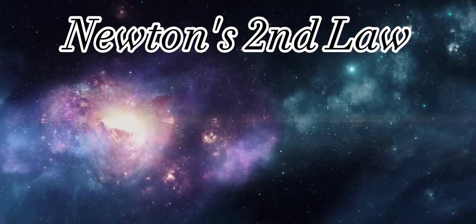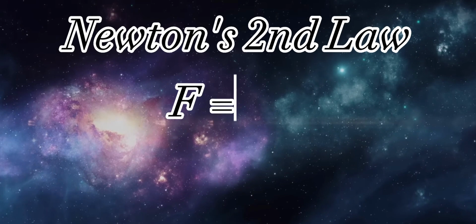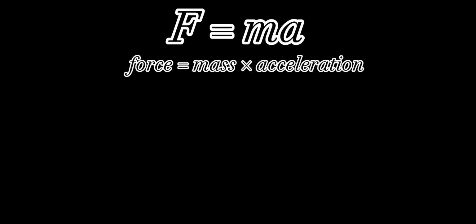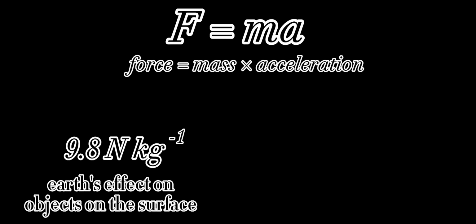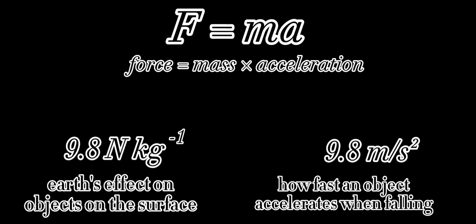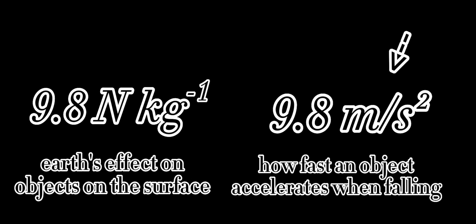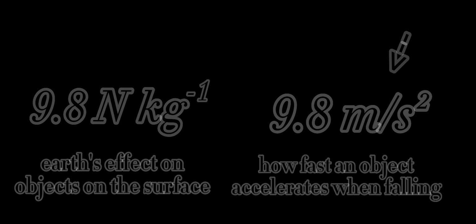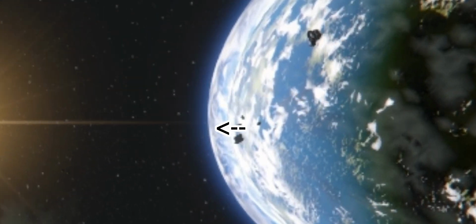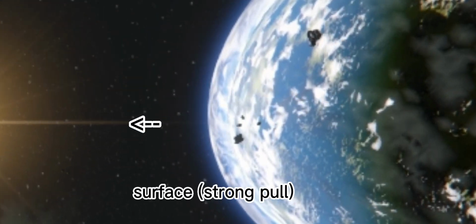A little backtrack to Newton's second law: we know that F equals m times a. Just using this equation, we can say that the units of gravitational field strength will be exactly those of acceleration. So the gravitational field strength at Earth's surface has a value of 9.8 newtons per kilogram. This by default tells you the acceleration due to gravity, which gives you 9.8 meters per second squared.